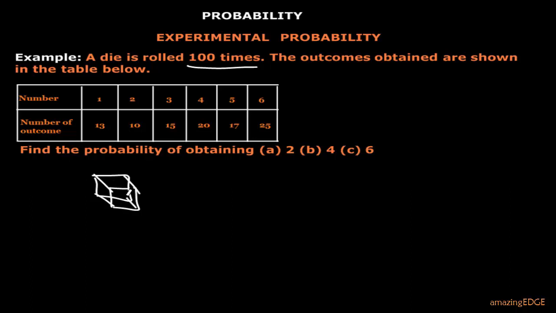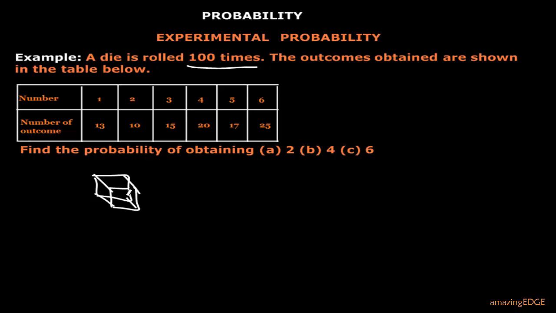So a die has 6 faces. You know, when you're playing Ludo, you roll your die. Each of the faces has a number, numbered from 1 to 6. So when you roll a die, you can have face 1, or face 2, or face 3, or face 4, or face 5, or face 6.